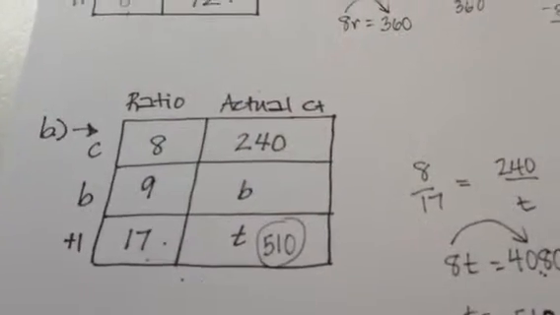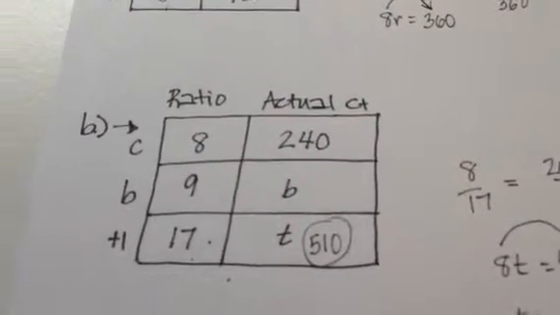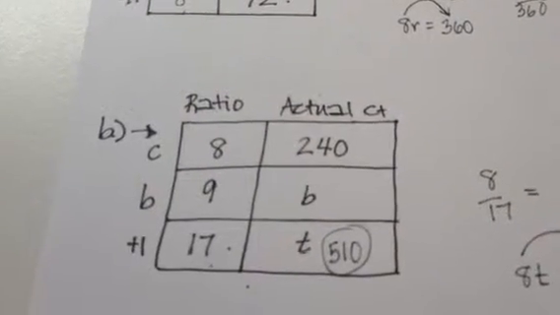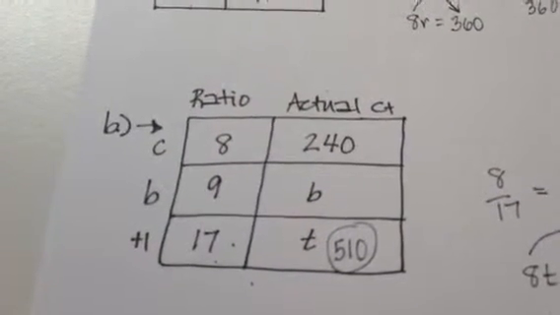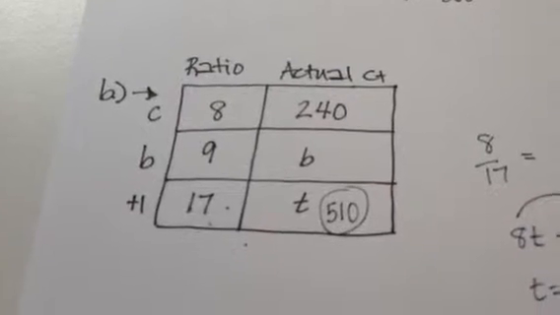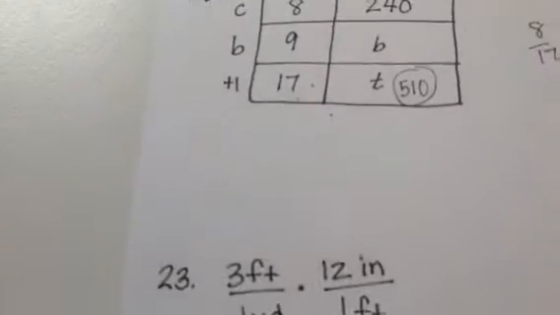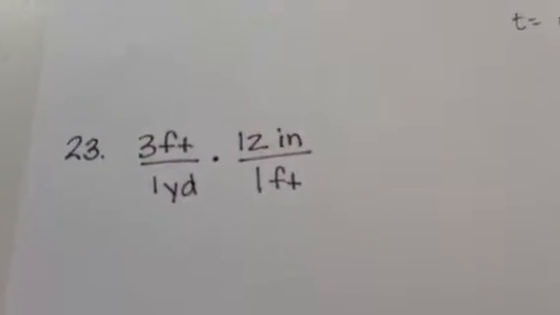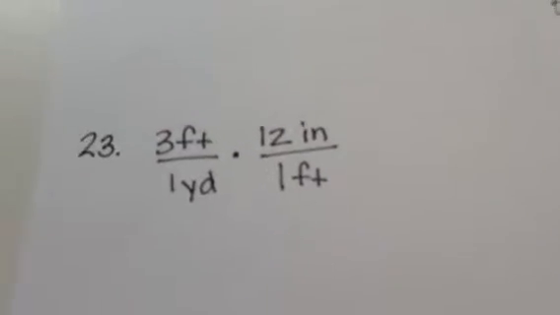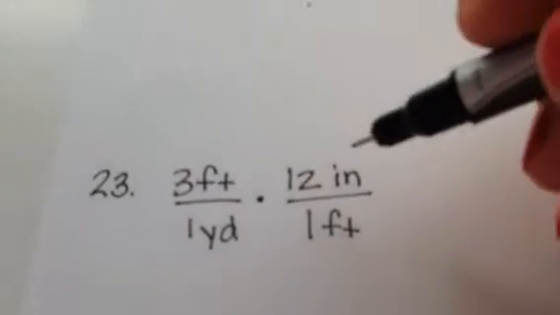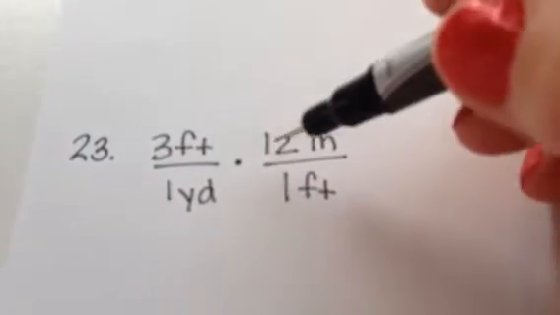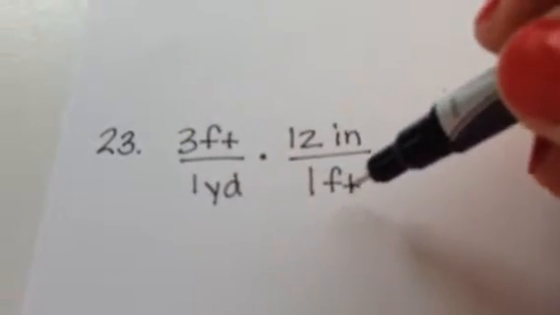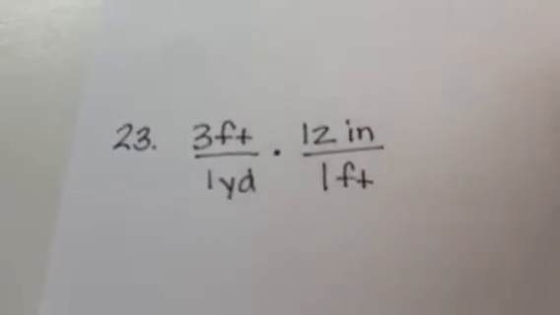Now, I'm going to have you do a bunch of problems like we always do, right? I want you to do practice set C at home for sure, and then start on the rest of the assignment. But number 23 might be a little bit tricky because the answer is going to look weird. Right, so we have 3 feet over a yard times 12 inches over a foot. Solve. That's all it says is solve.